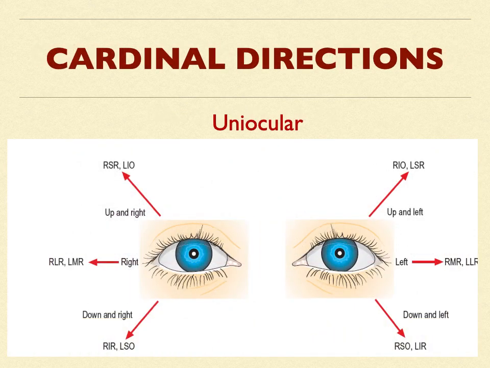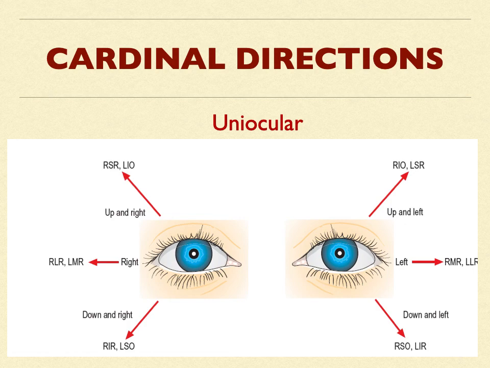So that's why when we have to test the eye, we can cover one eye and test each eye separately, and we call it six cardinal directions. Each eye has six primary directions, six cardinal directions. In a uniocular test, you cover one eye and you test each eye separately.